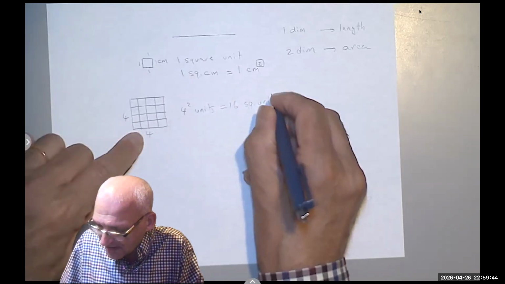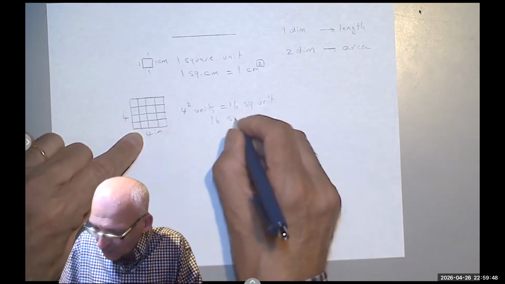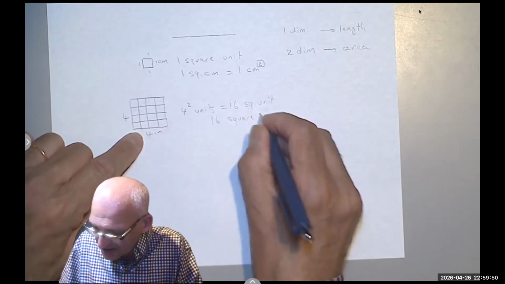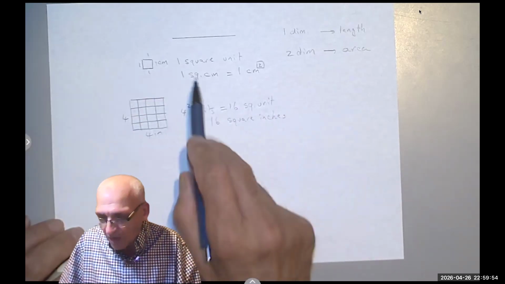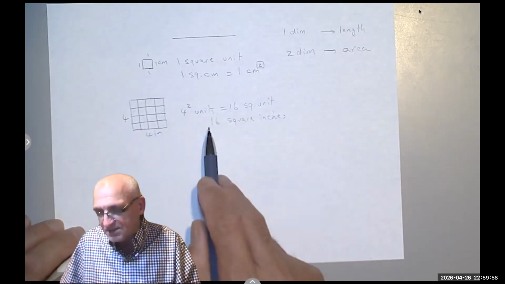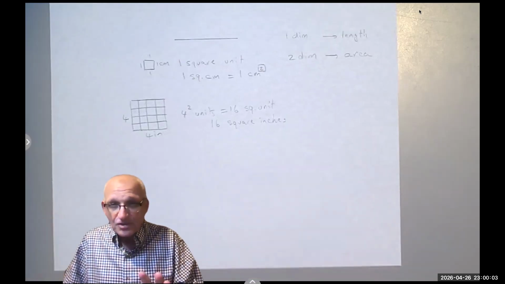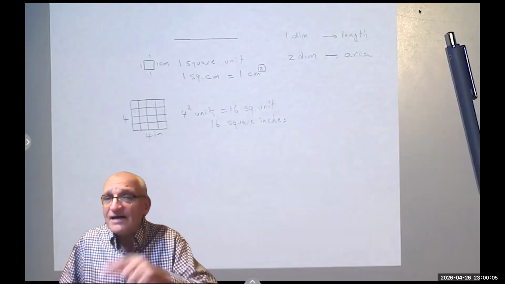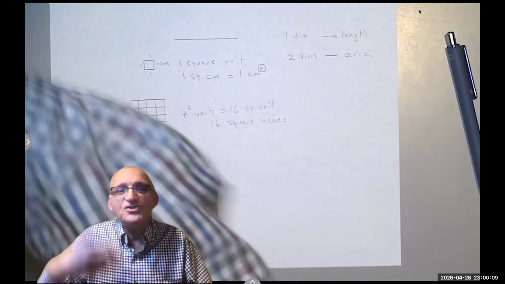Again, if that was an inch, I would say 16 square inches, because each one of those, if that was an inch, I will call it 1 square inch. And I have 16 of them, they would be called 16 square inches. So far, so good?